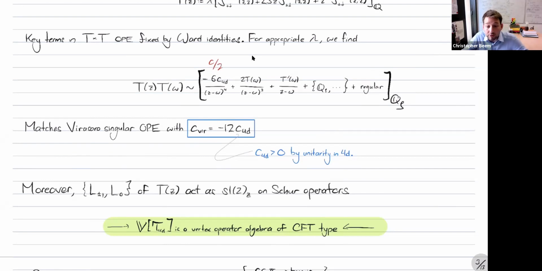And so this is an interesting entry in our dictionary already, because in a unitary four-dimensional theory, the C-type Weyl anomaly coefficient is always non-negative. It's always positive, in fact. And so the Virasoro central charges that we're going to get out of this construction are always going to be negative. So we're getting Virasoro algebras that look a little bit non-unitary from a more conventional 2D CFT point of view.